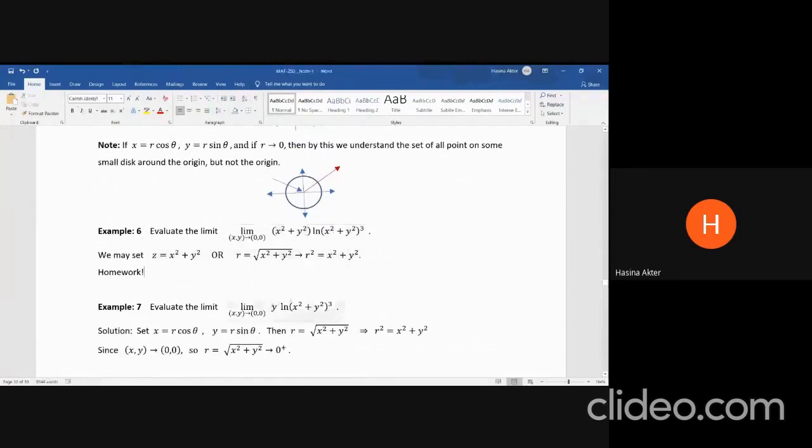But how can you write it as a function of a single variable with this? If you set z equals either y or z equals x squared plus y squared, isn't it tough now?